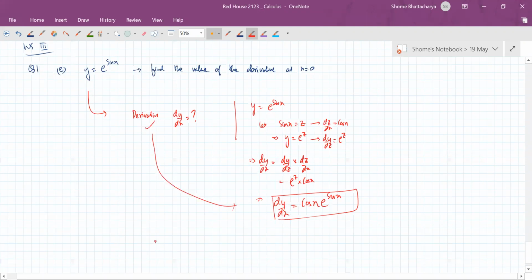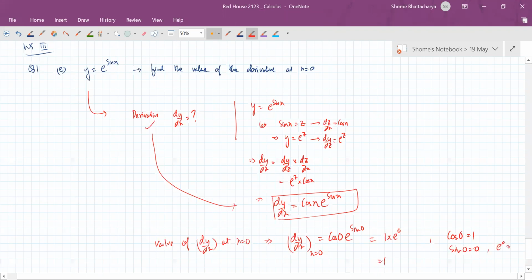Now the next thing is the value of the derivative at x equal to 0. So substitute x equal to 0 here. So it is cos 0 into e raised power sin 0. Now we know that cos 0 is equal to 1 and sin 0 is equal to 0. So that becomes 1 into e raised power 0, which will become 1.